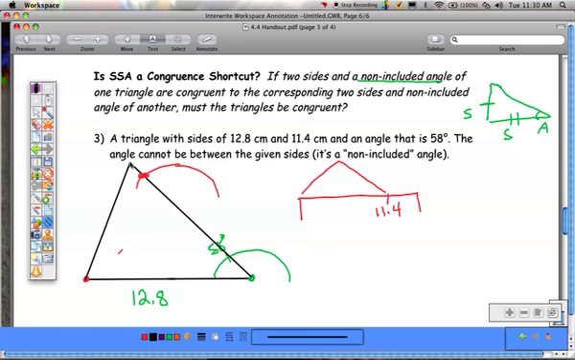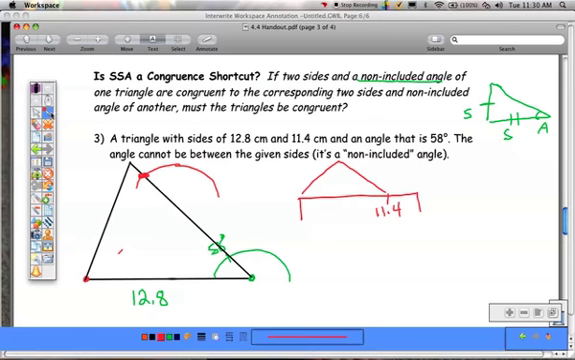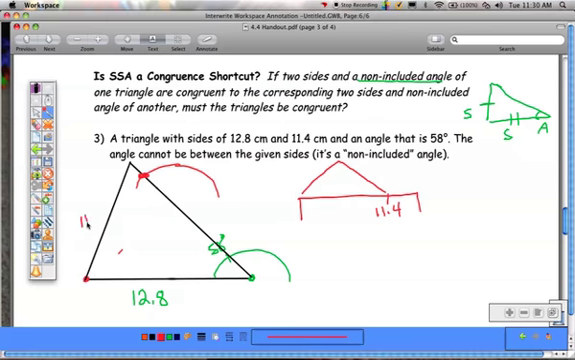So we'll connect that last side. So this right here should be 11.4. And this should be 58. Okay, there's another way that you can construct this triangle.